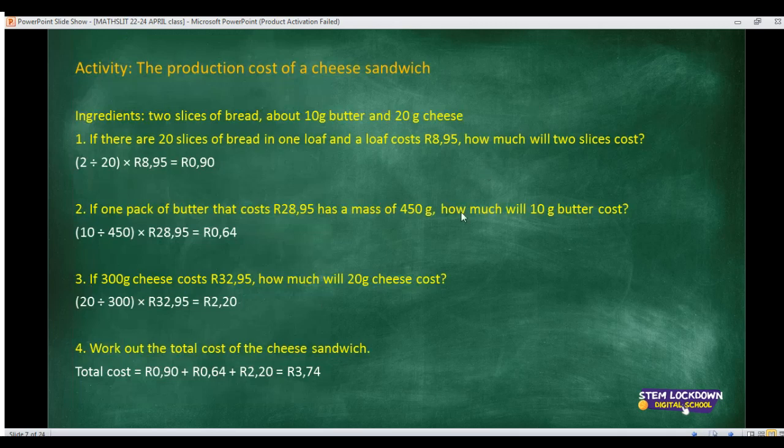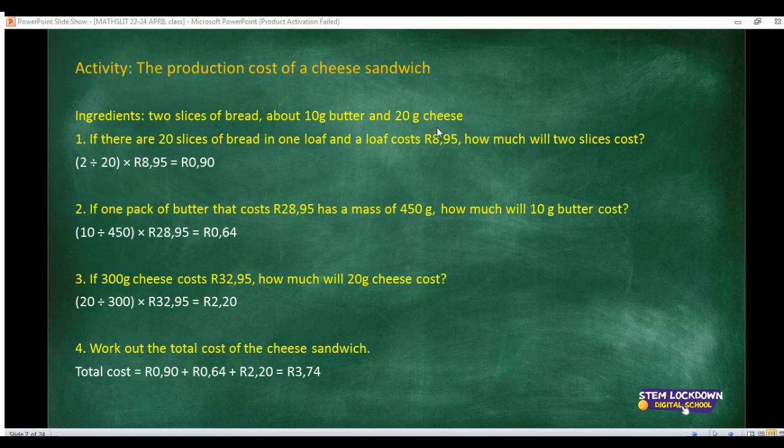So this is an activity found in the Mind the Gap study guide for grade 12s. You have ingredients here. You have 2 slices of bread, about 10 grams of butter, and 20 grams of cheese. This is the production of a cheese sandwich. So that's your business. It's the production of cheese sandwiches. So it means you're selling cheese sandwiches here. And each cheese sandwich is made up of 2 slices of bread, about 10 grams of butter and about 20 grams of cheese.